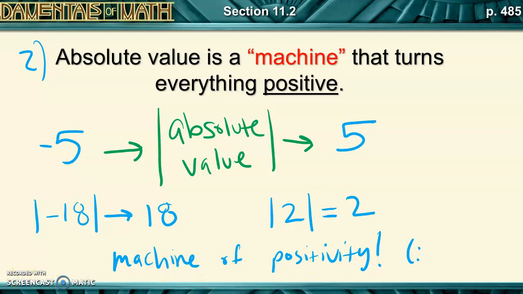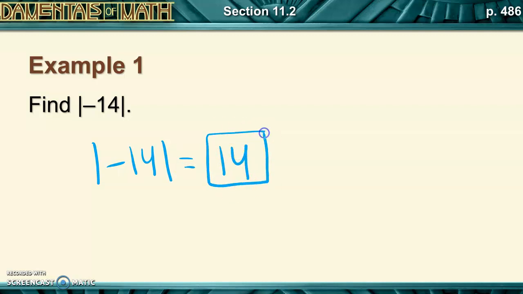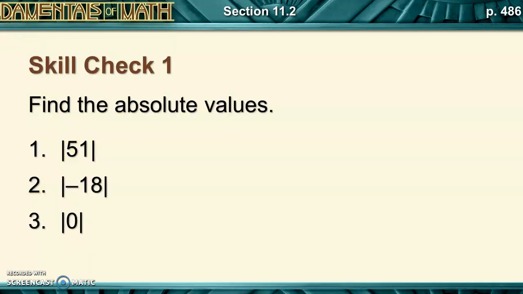Let's look at example 1 from your book. Find the absolute value of -14. If the absolute value machine turns everything positive, the absolute value of negative 14 is just positive 14. It's not too bad, right? Let's look at a few more. What is the absolute value of 51? Well, 51 is already positive, so it stays positive. The absolute value of 51 is just 51.